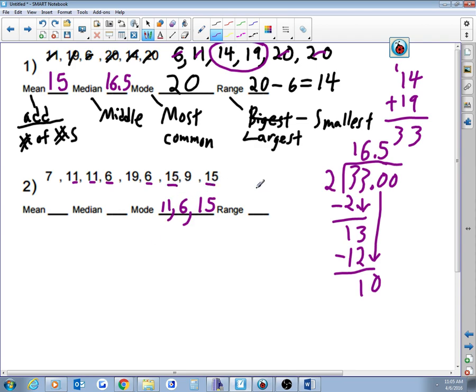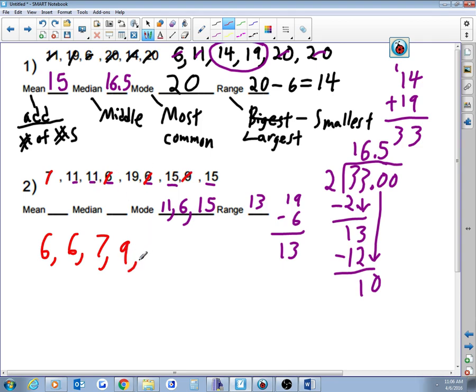Okay, now the range is going to be the biggest minus the smallest, or largest minus smallest. So that would be 19 minus the smallest here being 6, and that gives me 13. So I have a range of 13. Now for the median, we're going to have to put them in order first. So the smallest is 6, and we've got 2 of those. Next is 7. Then we've got 9.